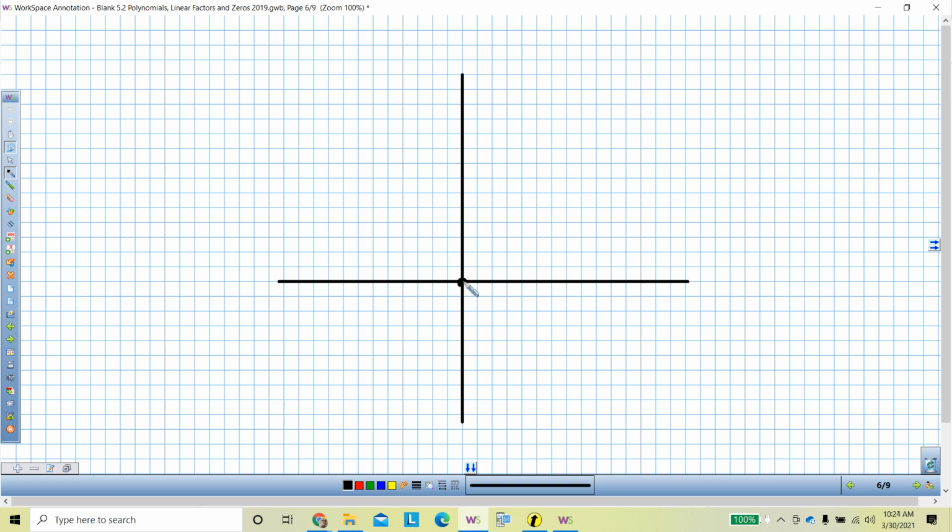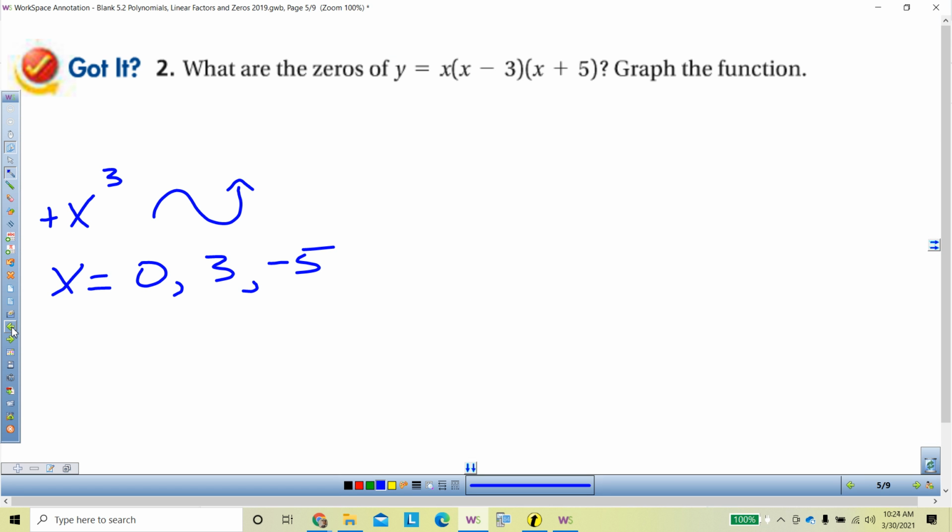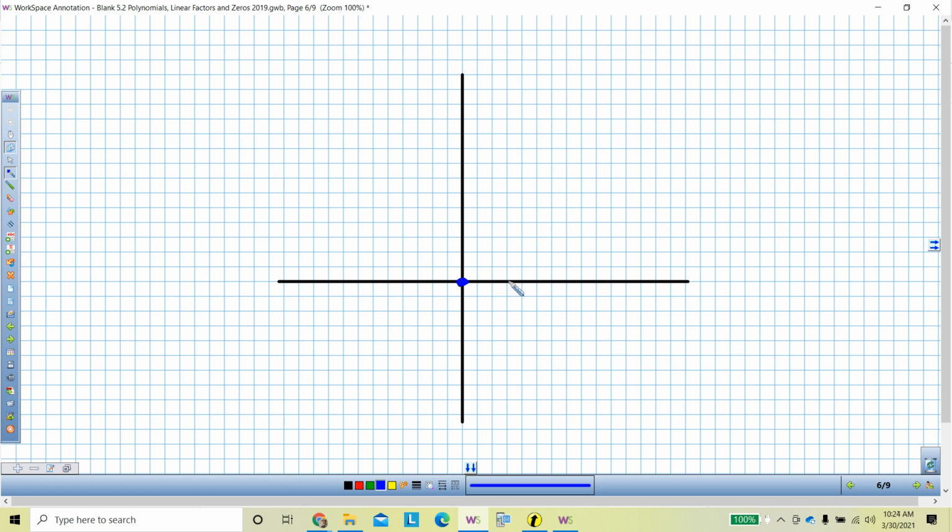There's 0. -5. Again, you know, it looks like that. So I'm going to pick -2.